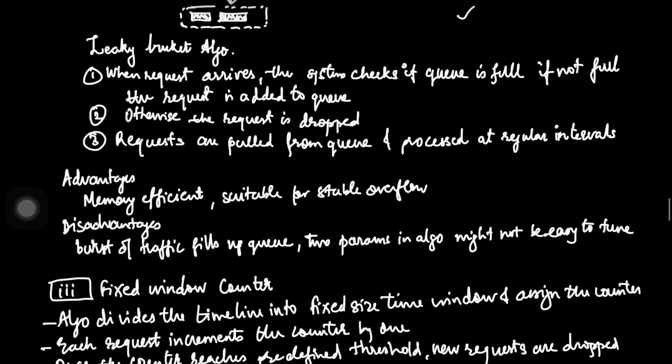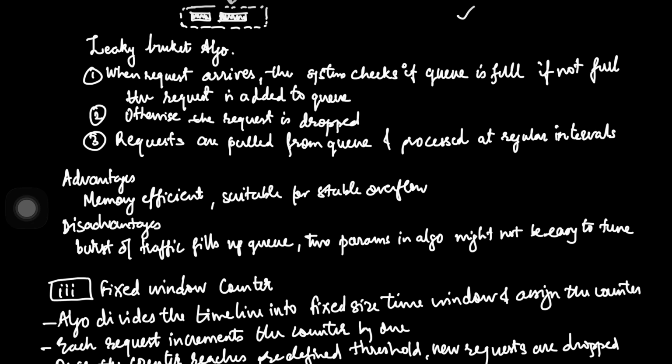So this algorithm is quite straightforward. It has some advantages: it is memory efficient because requests are processed at a steady pace. It is suitable for stable flow, and it prevents your downstream services from being hit by sudden spikes because it turns those spikes into a very smooth and manageable stream.